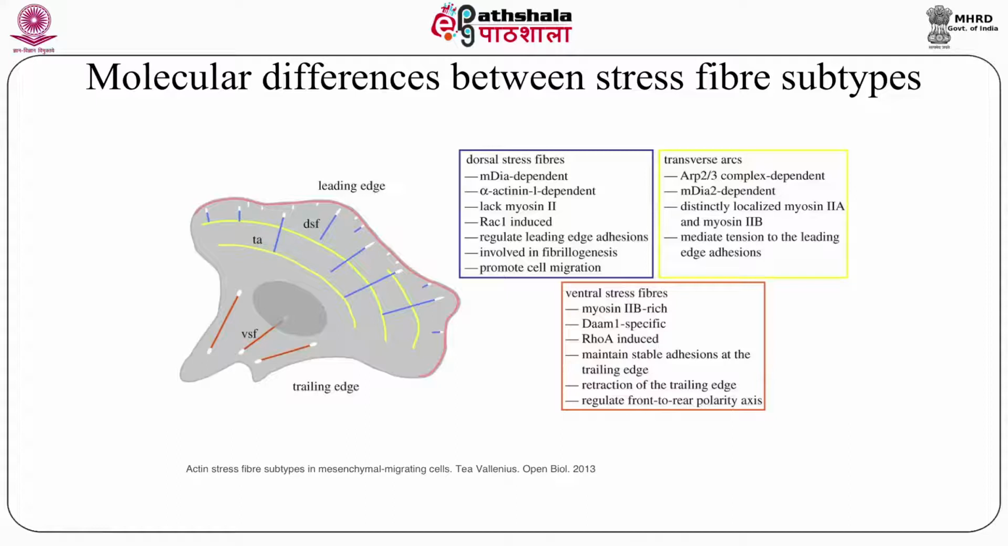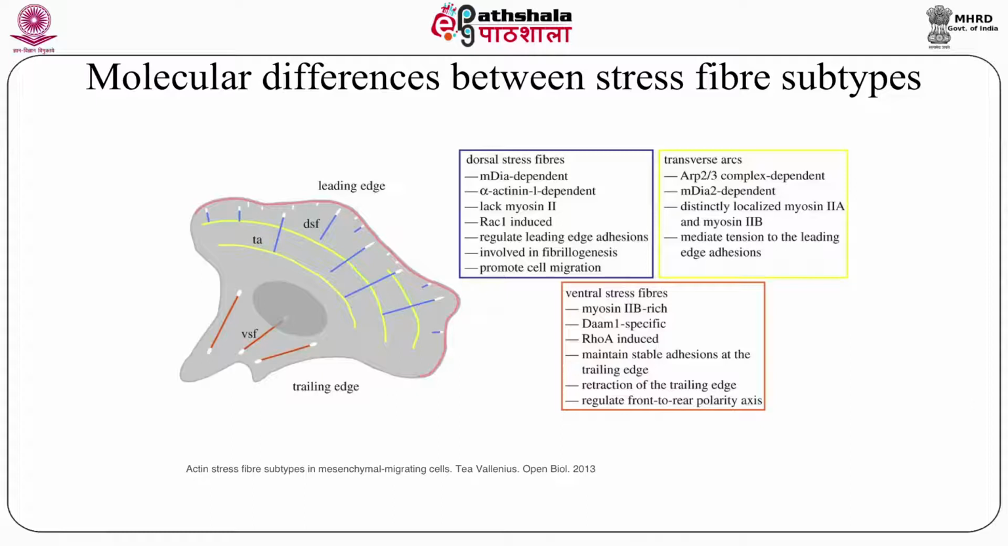axis of the cell. Coming to the transverse arcs, which are not attached to focal adhesions on any end. They are ARP2-3 complex dependent, mDia2 dependent and have distinctly localized myosin 2A and myosin 2B. These transverse arcs mediate tension to the leading edge adhesions.